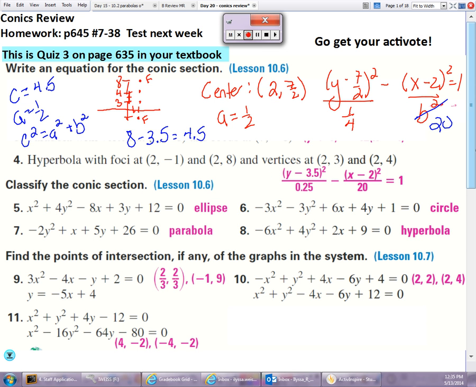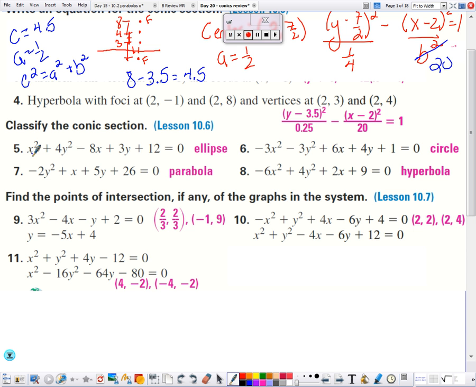Okay, so moving along to classifying the conic sections. When I look at the squared terms, my coefficients are different, and they're added, so that's what makes it an ellipse. Here, my coefficients are exactly the same. They're both negative, so that means it's a circle because they're identical. Parabola only has one squared term. There's no x squareds. And then for 6, one of the squareds, for 8, one of the squared terms has a negative coefficient where the other is positive, making it a hyperbola.